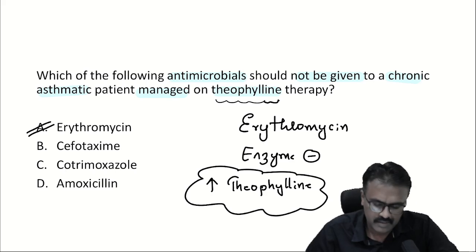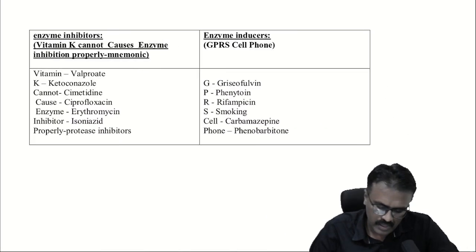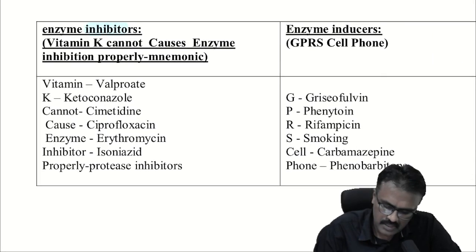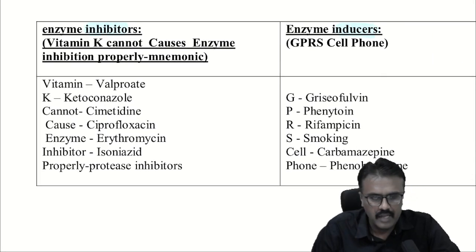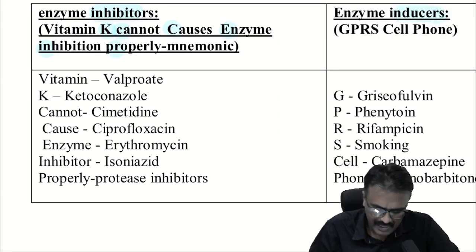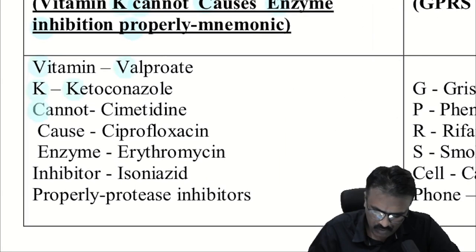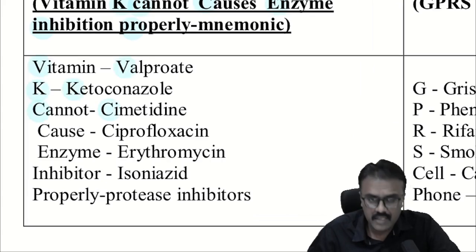Yes, Bhairav, you're right. So what should I learn from this MCQ? I should learn what are enzyme inhibitors and what are enzyme inducers. The mnemonic I have told you repeatedly: "Vitamin K cannot cause enzyme inhibition properly." V for valproate, an anti-epileptic drug. K for ketoconazole, C for cimetidine, C for ciprofloxacin. E, erythromycin. I, isoniazid. P, protease inhibitors. I hope you are clear with this.